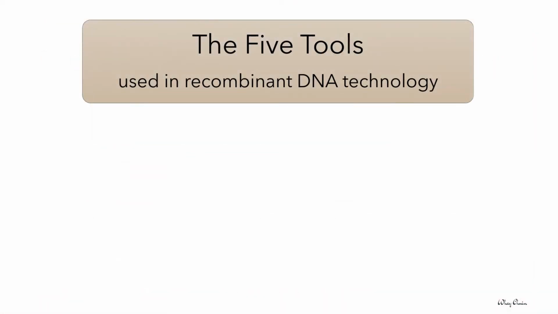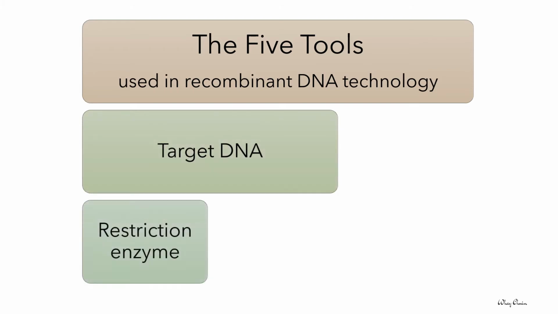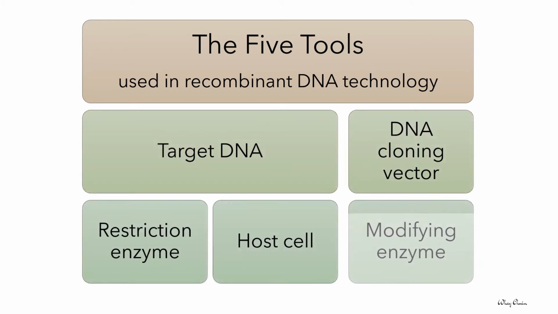For the second learning outcome in subtopic 7.1, students should be able to list 5 tools that are used in recombinant DNA technologies. Basically, you should also understand the function of each of them. And we notice that there are 2 DNA involved here, which are the target DNA and the DNA cloning vector. And 1 cell involved, we call it the host cell. And there are 2 types of enzymes involved, which are restriction enzyme and modifying enzyme.